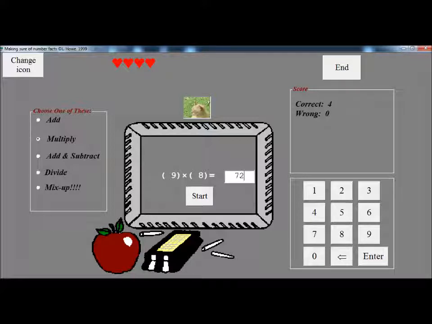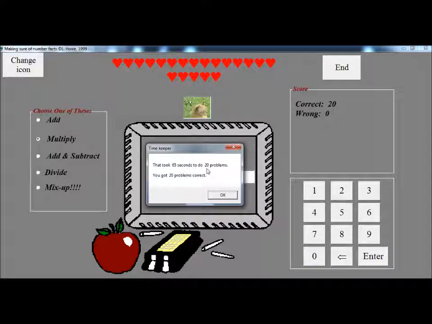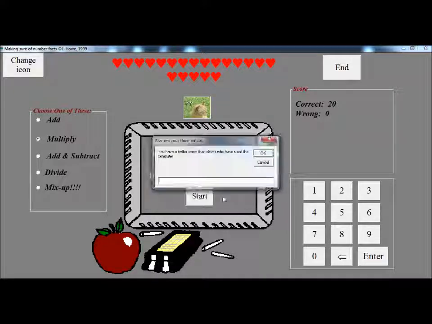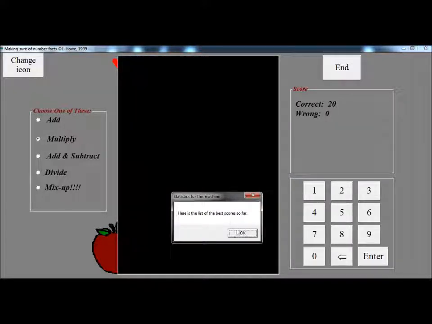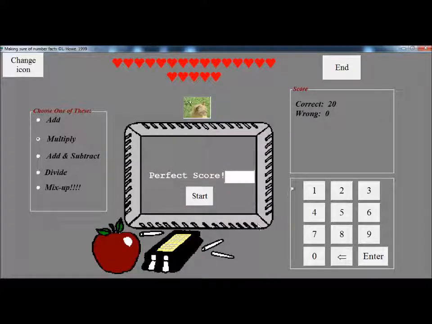9 times 8 is 72. When they're all right, it flashes like that and gives the dancing icons, and then it opens a file to see what other people have done before, and it says it took you 65 seconds to do 20 problems. See, not anywhere near the 23 seconds. You got 20 problems correct, and it says you have a better score than those who've used the computer, in other words, my time. And so then I put in my initials, just the 3 initials, and it'll open the file, and the student can compare with who's done this before. And since I'm the first one who's done this, it puts the date today and that I got 65 seconds. So I go on and I can start again.